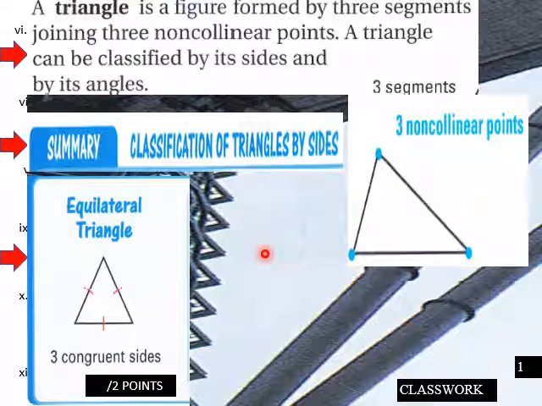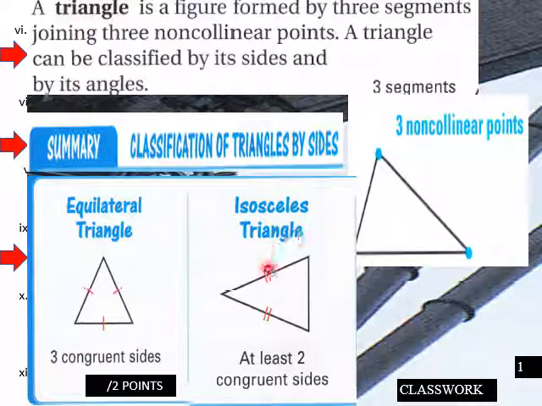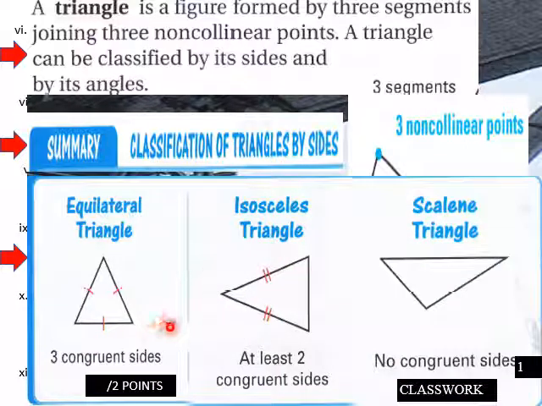Classification of triangles by sides. Equilateral, each side is congruent. Isosceles, 2 sides are congruent. Scalene triangle, no congruent sides.